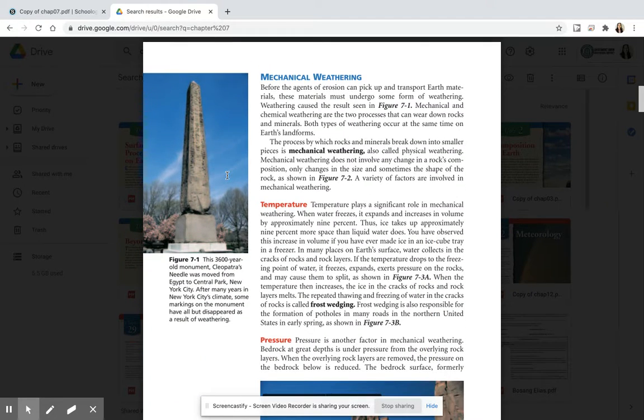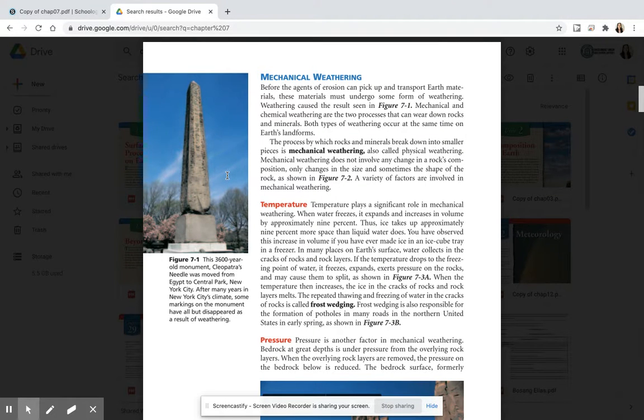Mechanical weathering. Before the agents of erosion can pick up and transport Earth materials, these materials must undergo some form of weathering. Weathering caused the results seen in Figure 7.1. Mechanical and chemical weathering are the two processes that can wear down rocks and minerals. Both types of weathering occur at the same time on Earth's landforms.